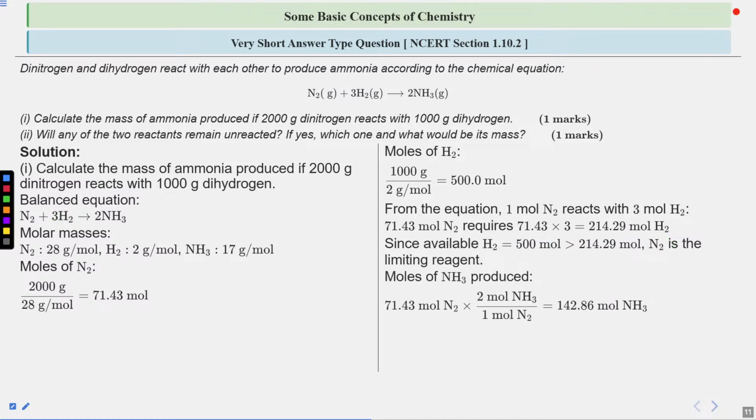Then if I ask you what the moles of ammonia produced are, what will you say? If 1 mole of nitrogen produces 2 moles of ammonia, then 71.43 moles of nitrogen will produce 71.43 into 2 moles of ammonia. So that will be equal to 142.86 moles of ammonia. Sorry, this will be ammonia, not nitrogen. Is it clear? Here I have used the stoichiometric coefficient to calculate this.